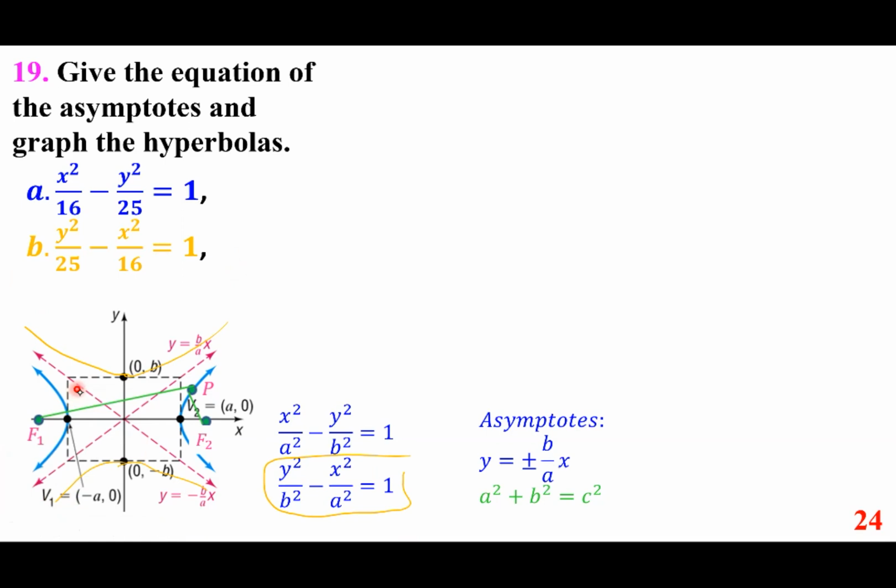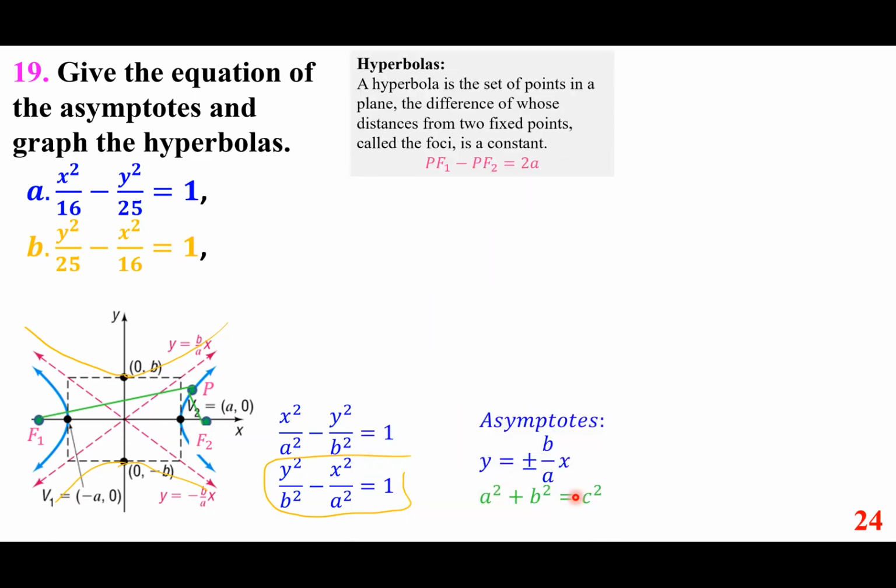When we write them in this fashion, we keep the b under y, and not all texts do that. Then the asymptote has the equation y equals plus or minus b over a times x, and it remains unchanged. No matter how you look at it, whether it opens sideways or up or down, always remember the focal distance c is the largest. Therefore, a squared plus b squared equals c squared.